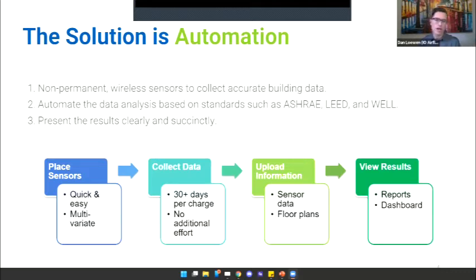So the data is automated and uploaded. Floor plans, sensor data, all of that is categorized. And when the data is categorized, it means you can automate a lot of the analysis and run different machine learning algorithms to look for trends in that data as well. The results are then presented clearly and succinctly in a dashboard and through reports, both of which are customizable to suit your needs and what your company does.